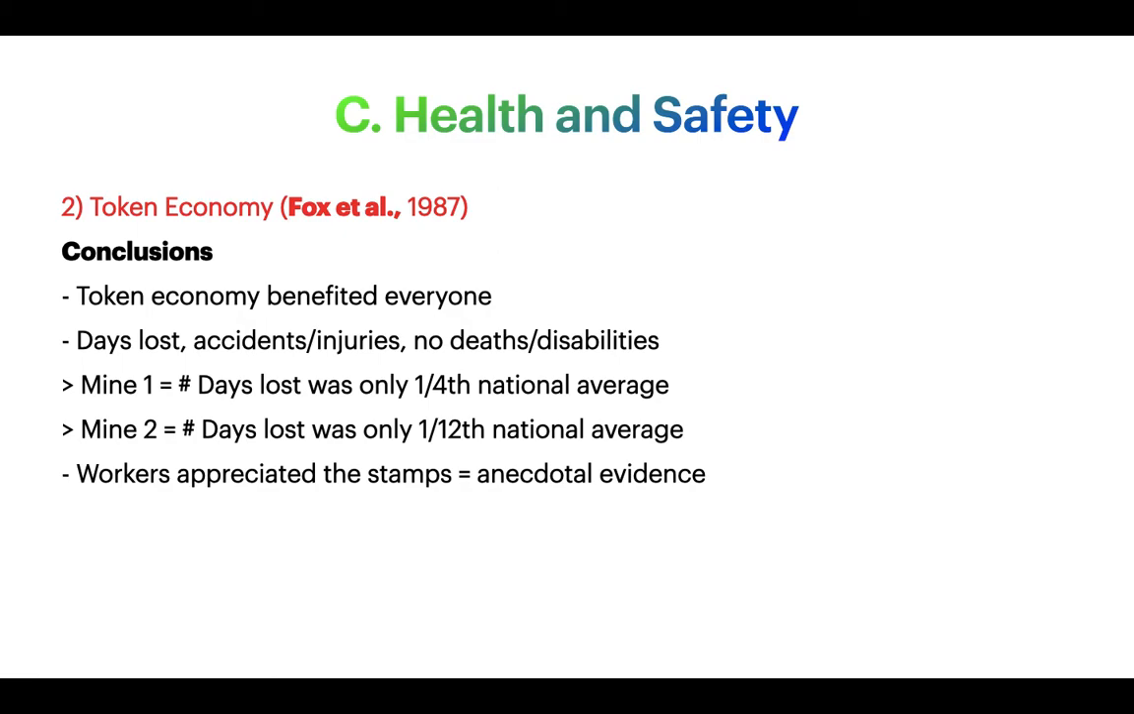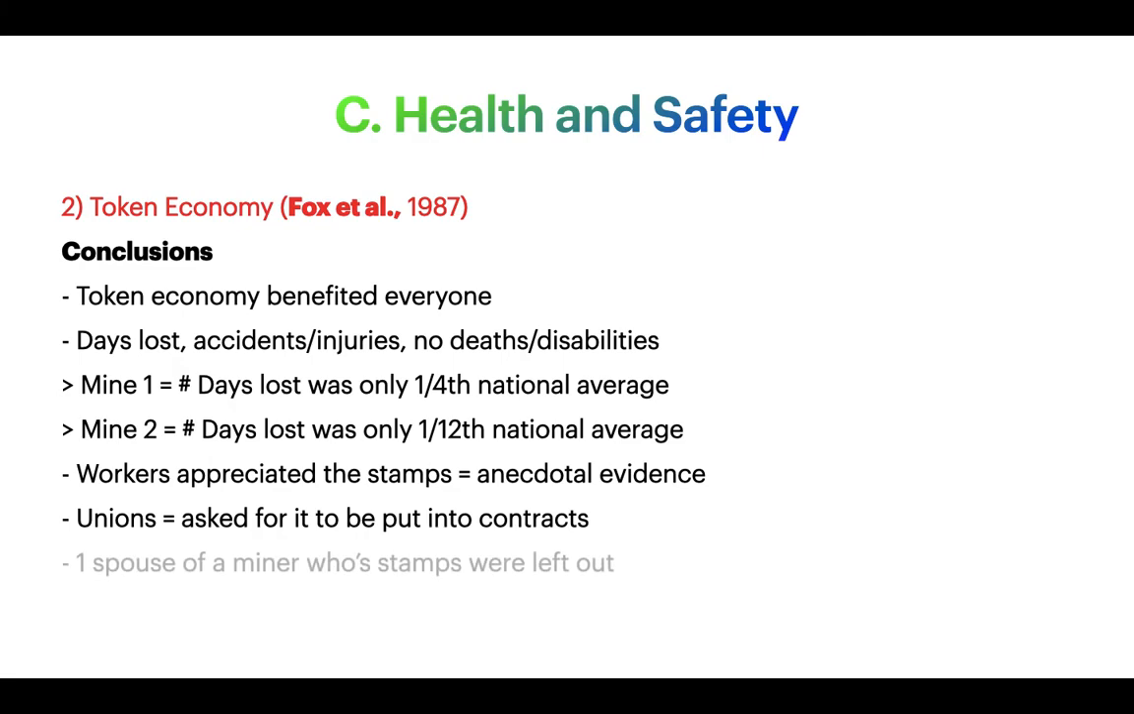Workers even appreciated the stamps, right? But this was based on anecdotal evidence. So the researchers did not go around measuring, do you like the stamps? No. They just sort of heard and listened to what they were saying, right? Unions, in fact, asked for it to be put into contracts, right? The unions are basically groups of workers who get together and say, okay, we need these rights. Workers need to have rights. This is our minimum pay and stuff like that.